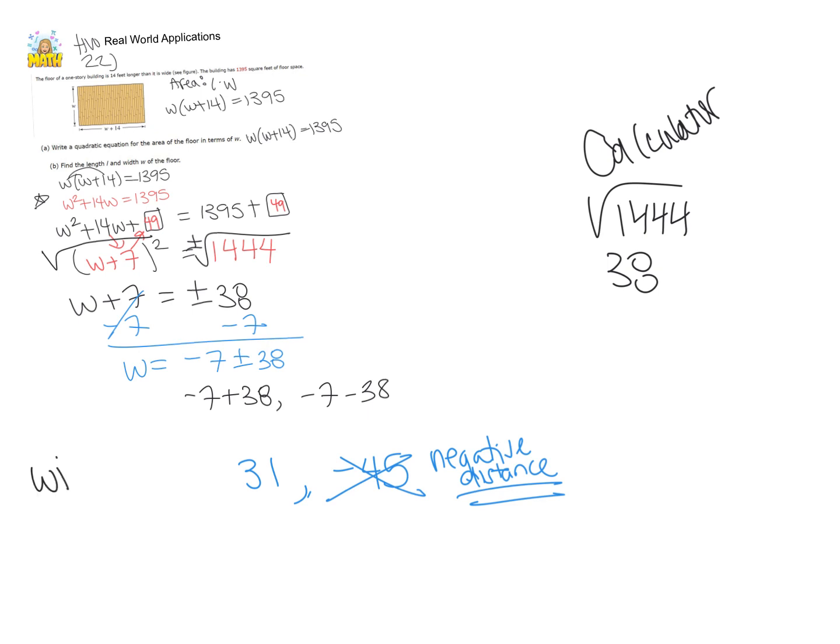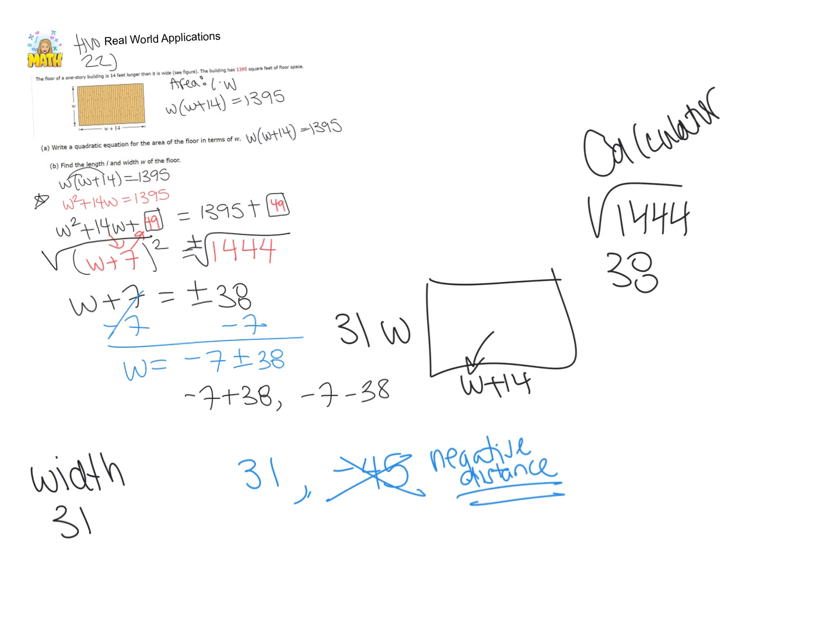So the width is 31. And if you go back to the picture, we're referring to this part. If this is 31 and it says that the width plus 14 is the length, then I can just plug 31 in there. So 31 plus 14 will give me the length, and that is 45.